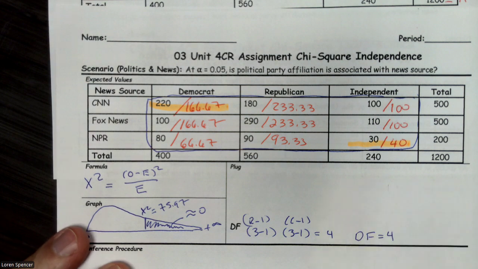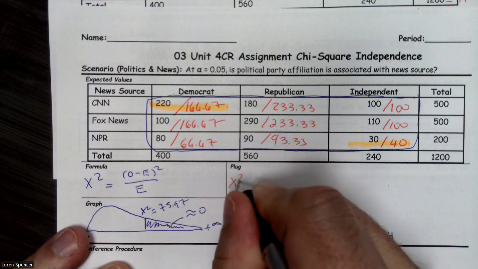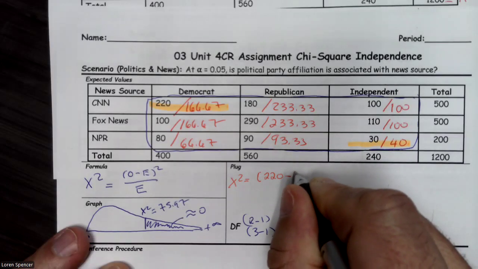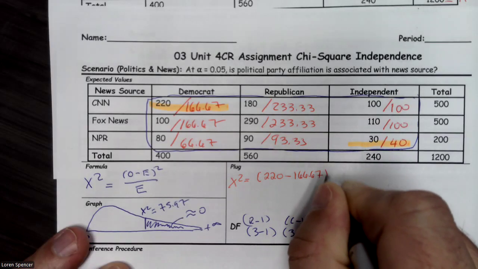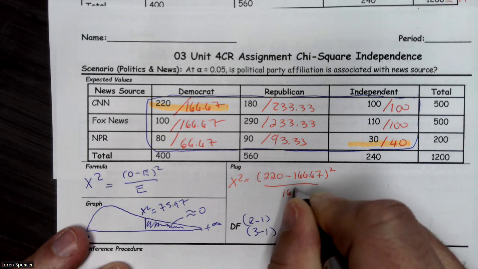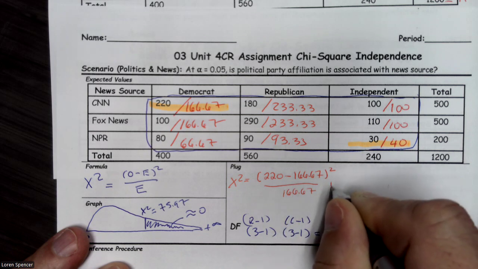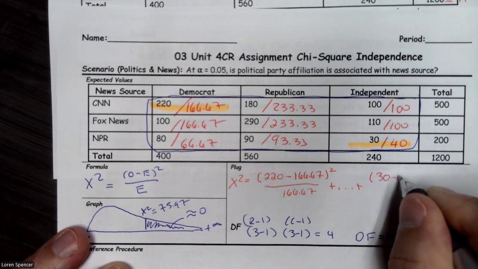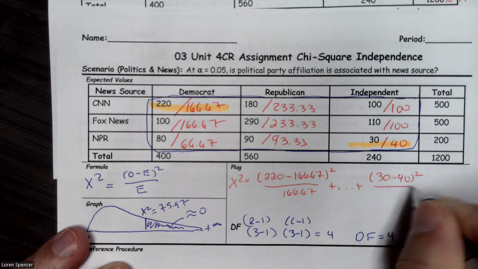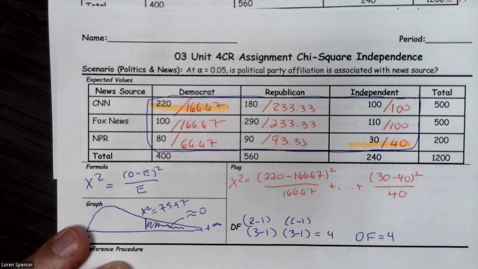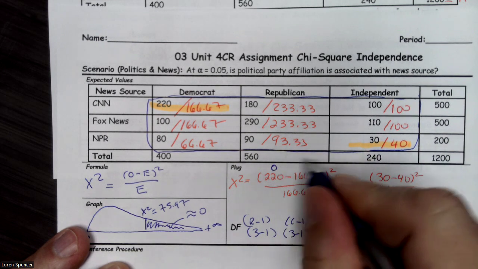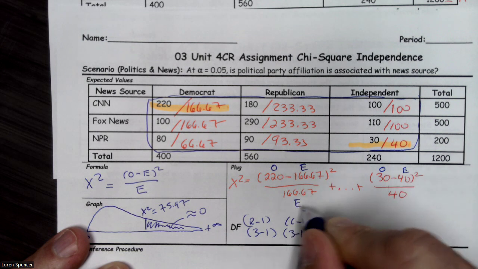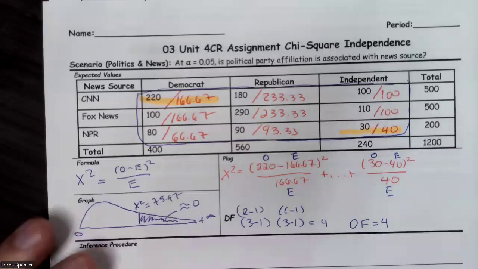So in this case, we're going to go chi-squared equals the observed of 220 minus the expected of 166.67 squared over 166.67 plus 30 minus 40 squared over 40. Once again, this is my observed, this is my expected, observed, expected. And of course, the denominators are always the expected value.